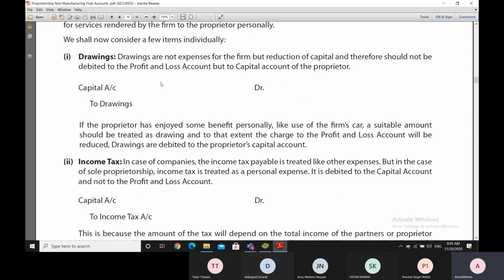So whenever some drawings are made, what we do is that we debit the capital account and we credit the drawings account. And before this, we make the entry like credit the bank account and debit the drawings account, because if we issue a check to ourselves, or we issue a personal check, or if it is from the cash, then we make the entry credit cash and debit the drawings. And once the drawings have been debited, then we credit the drawings and debit the capital account to transfer the drawings to the capital account.